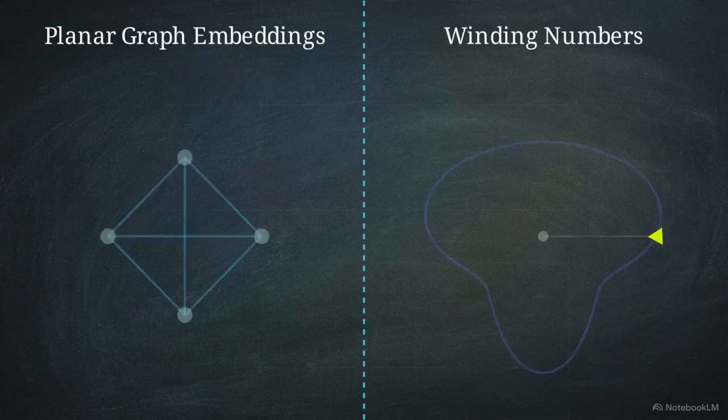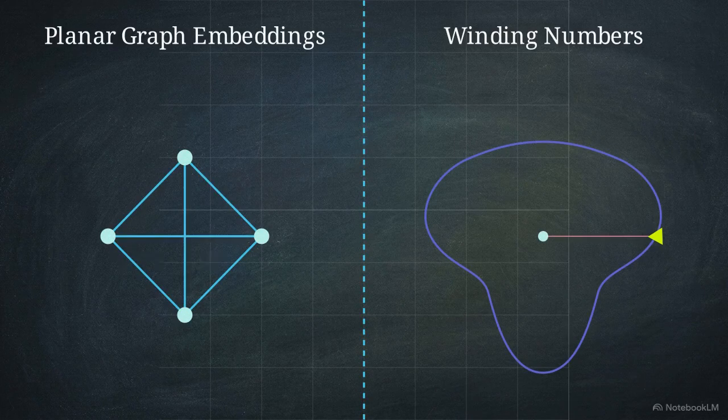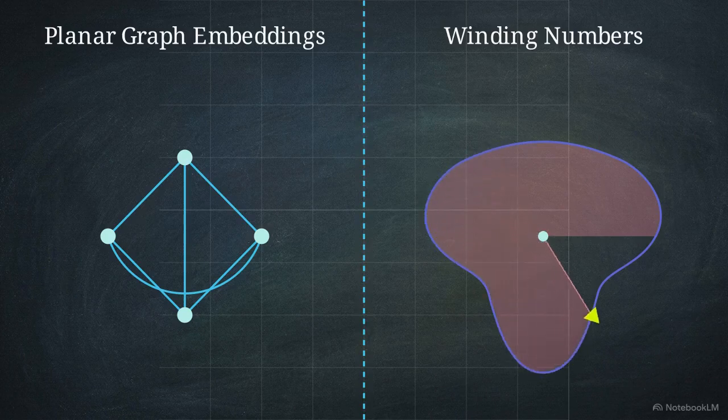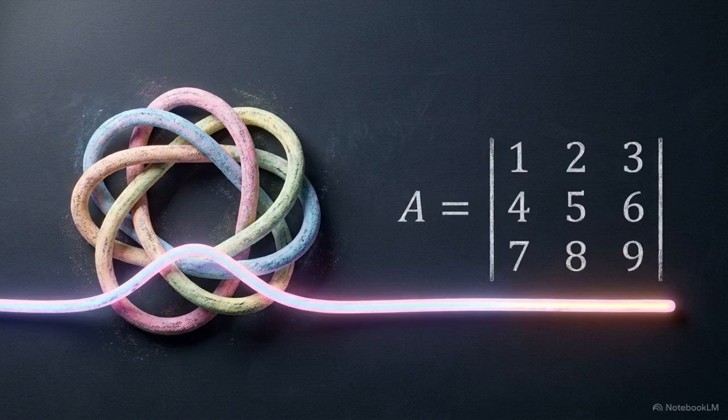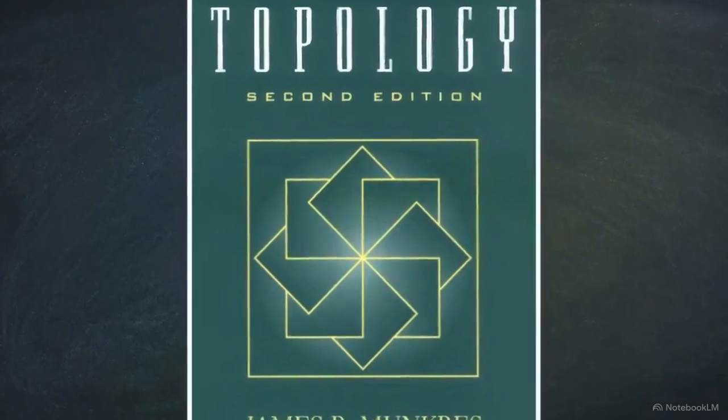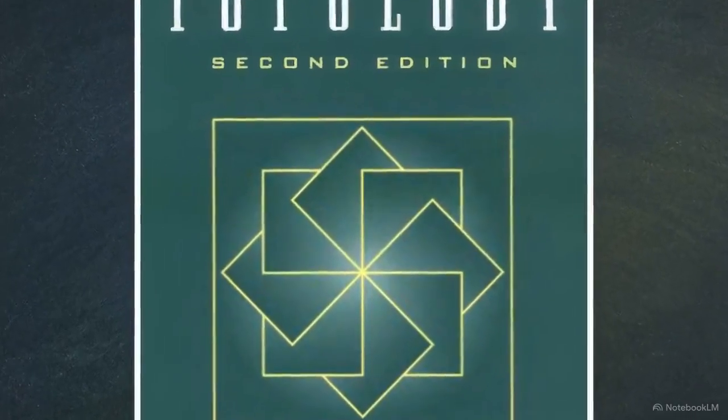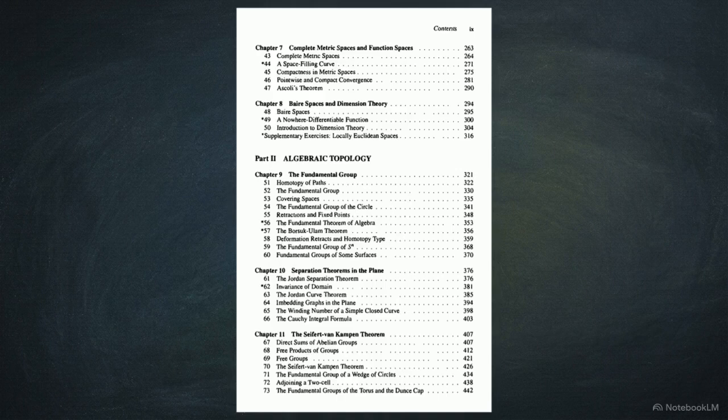To solve this, we rely on two specific mathematical tools: planar graph embeddings and the winding number of continuous curves. Together, these concepts act as the critical bridge between intuitive geometry and the formalization of algebraic topology. The standard textbook for navigating this transition is James R. Munkres' Topology. If we look at the structure of the text, this material sits entirely within Part 2, specifically Chapter 10, covering separation theorems in the plane.